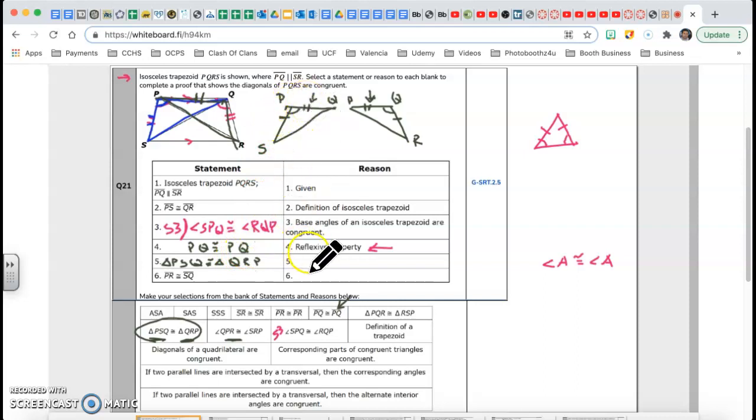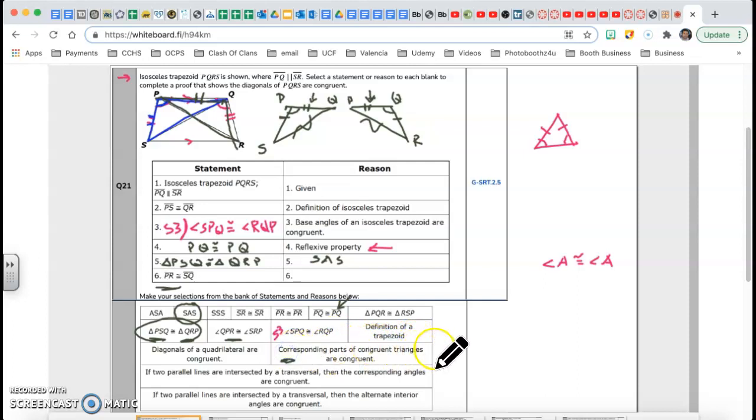Side, angle, side. Do I have it on the bottom? Here we go. Side, angle, side. And we're done. After this, for the most part, guys, is the following. Now, because these two triangles are congruent, then I can say that the remaining side is also congruent. Okay? Because that's called CPCTC. Corresponding parts of congruent triangles are congruent.